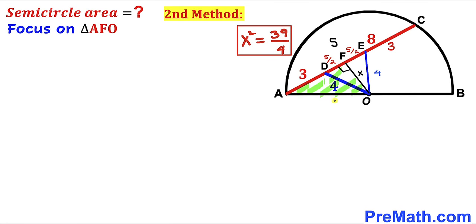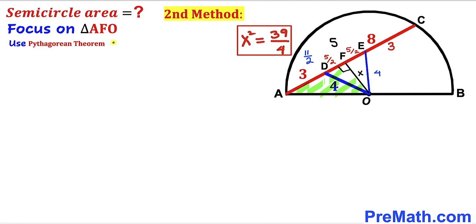And now we are going to focus on this right triangle AFO. And we can see this whole side AF is going to be the sum of these two numbers, 3 and 5 divided by 2. Let's go ahead and add them. 3 plus 5 divided by 2. And if we simplify and add, that is going to give us 11 divided by 2. So therefore this segment AF length is going to be 11 divided by 2 units.